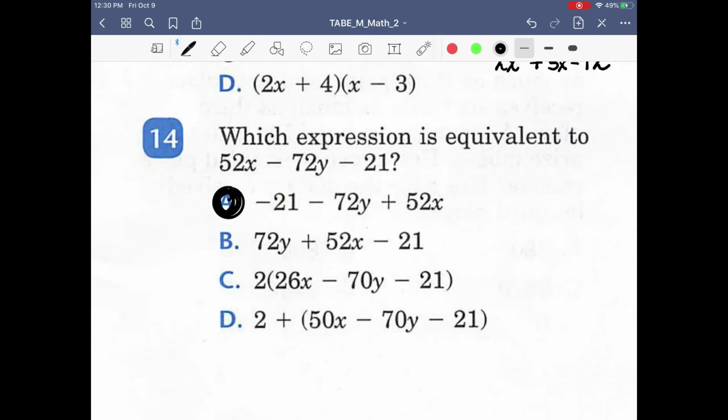Off the top of my head, I'm not sure if this one would factor, but we're not even going to go there because we don't need to. They just reverse the order. So that is called the commutative property. And they've simply rearranged the terms.